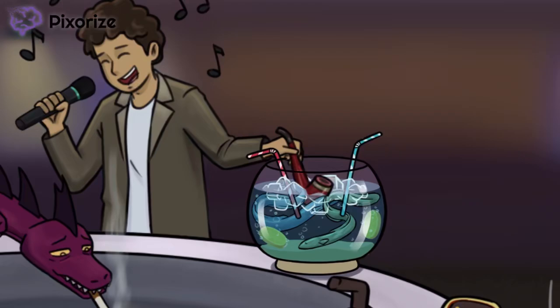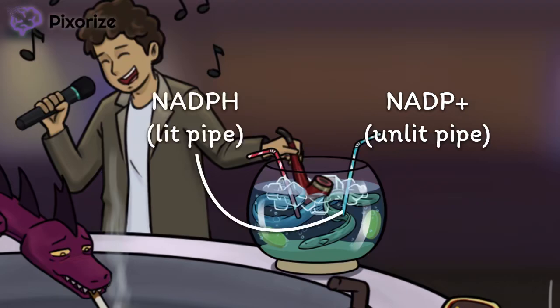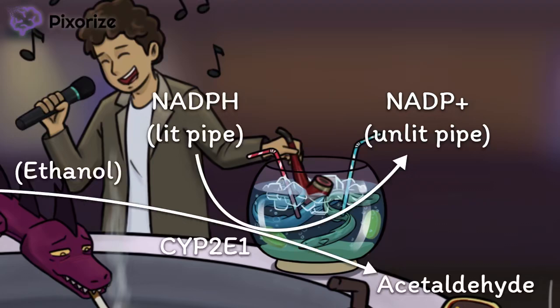Anyway, recall from our other adventures that NADP+ is symbolized by a pipe. The P is for pipe, didn't you know? Extinguishing a pipe seems like a metaphor for the conversion of NADPH, the energy-rich form, to NADP+, the energy-poor form. In fact, that's exactly what CYP2E1 does when it converts ethanol to acetaldehyde. Amazing.